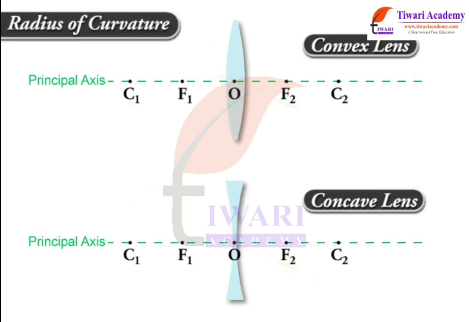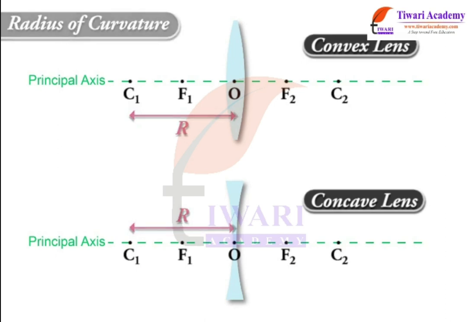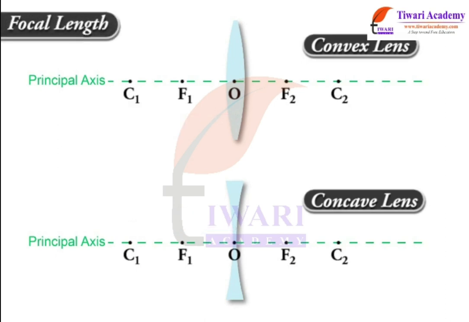Radius of curvature. The distance between optical center and center of curvature is called the radius of curvature, which is generally denoted by r. Focal length. The distance between optical center and principal focus is called the focal length of a lens.